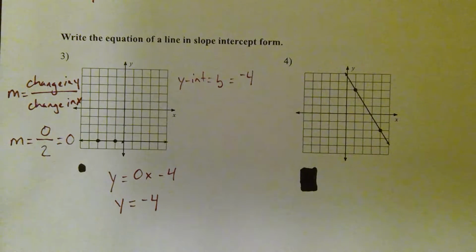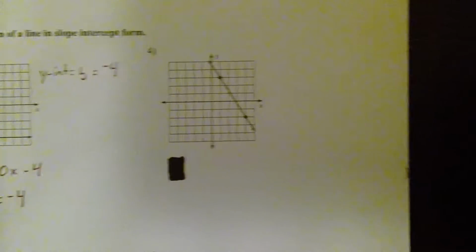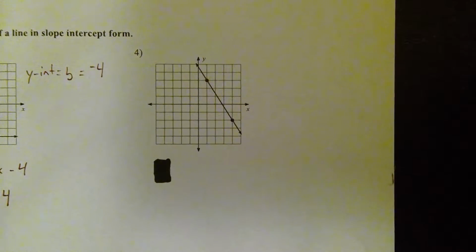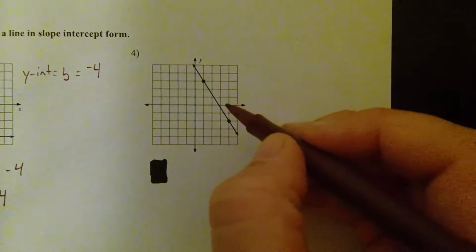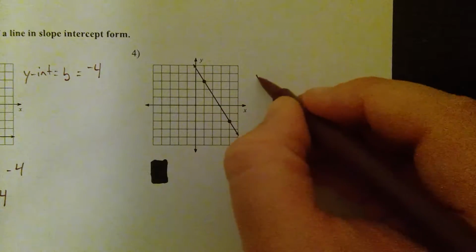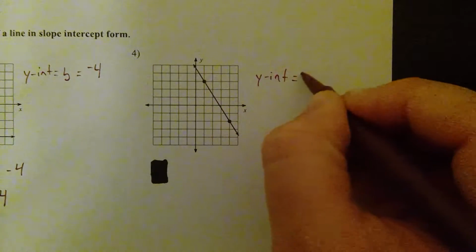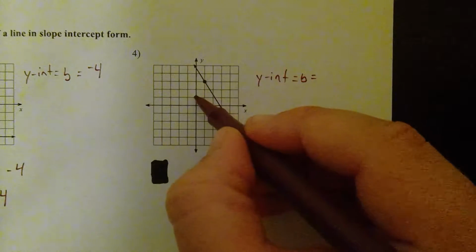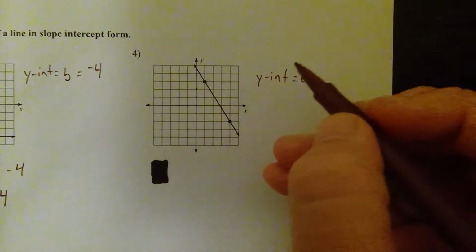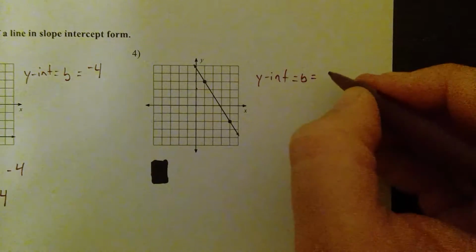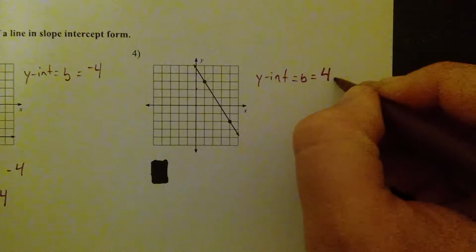Okay, so now let's look at number 4 for a minute. We're going to go ahead and find the y-intercept first. So let's see. The y-intercept, which is the same as b, 1, 2, 3, 4. I'd say it's about 4.5. Okay, so I'm going to say 4.5.